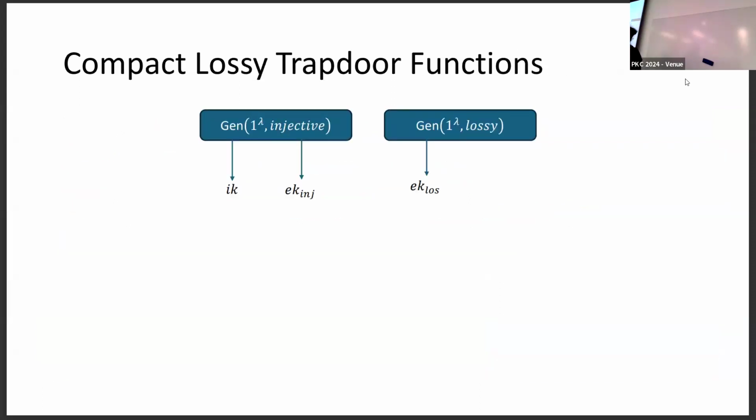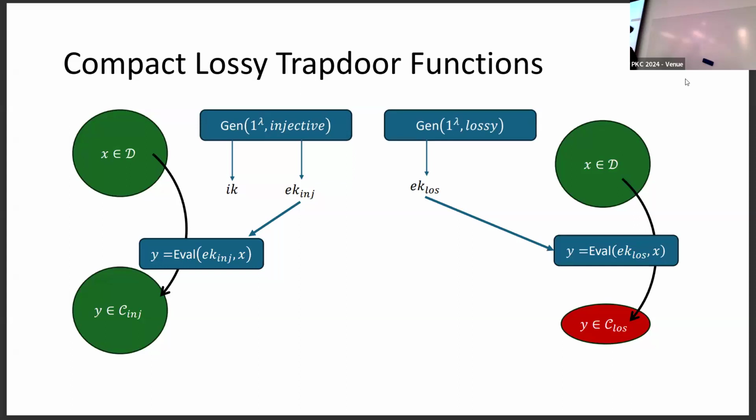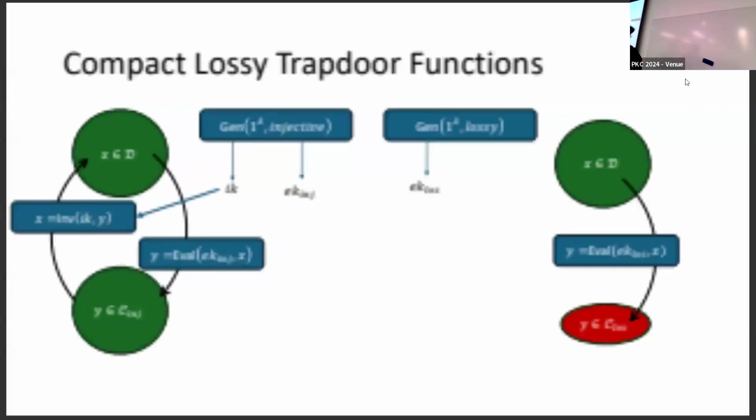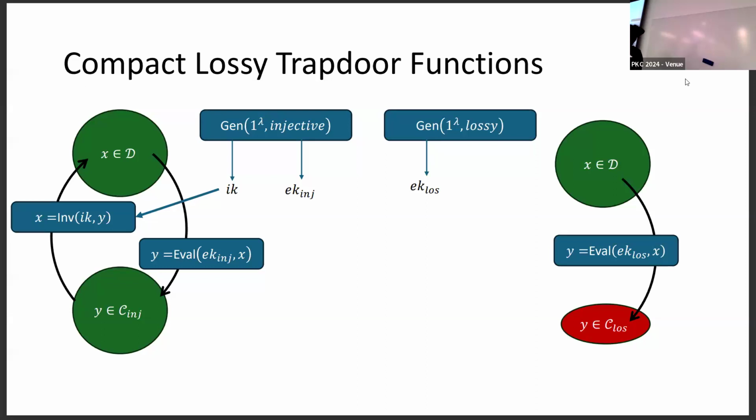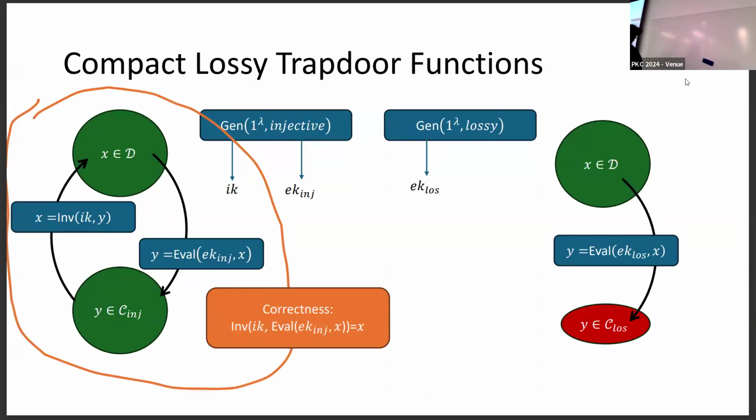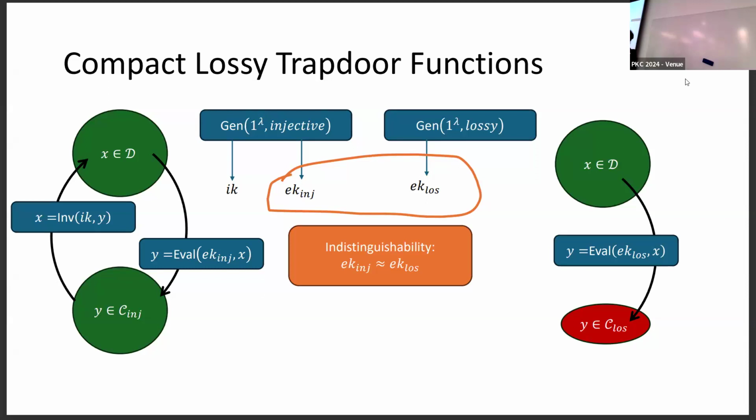Okay, let's jump in. First, let's talk about LTFs. Most of you already know lossy trapdoor functions, but I'll repeat this. A lossy trapdoor function allows me to generate keys in two modes, injective and lossy mode. In injective mode, I get an inversion key and an evaluation key. In lossy mode, I only get the evaluation key. Now I can use the evaluation key to evaluate my LTF on domain points and I get an image. I can use both evaluation keys, and in the injective case, I can use the inversion key. So that's our first property we need: correctness. If I evaluate injectively and then invert, I have to get the same domain point. And I want indistinguishability: injective keys and lossy keys are indistinguishable. They look the same.